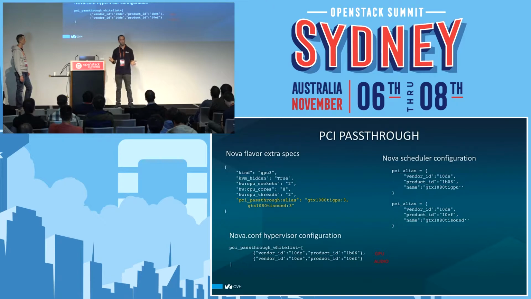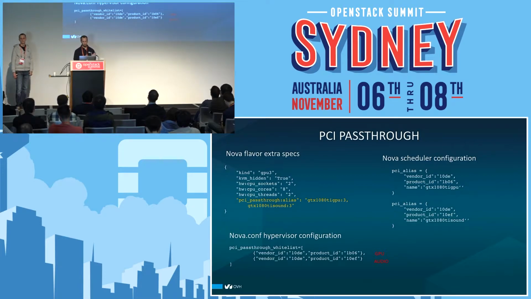Of course, you may all know that on an HDMI port you have the video, but also the sound. So your graphic card has sound rendering. You will need to let your customer use the normal drivers, so you will need to bridge the sound also. So that's for the Nova flavor extra spec.